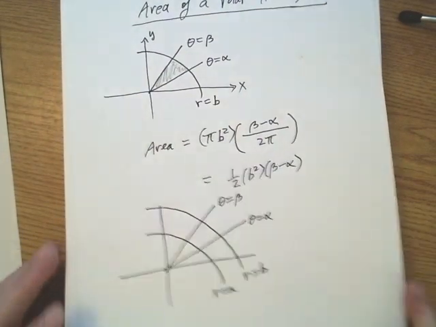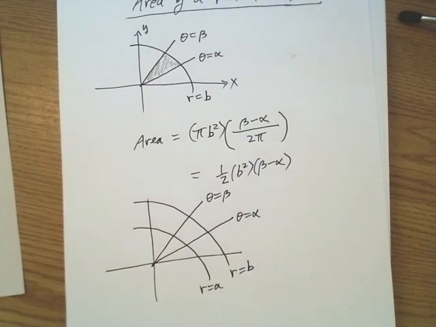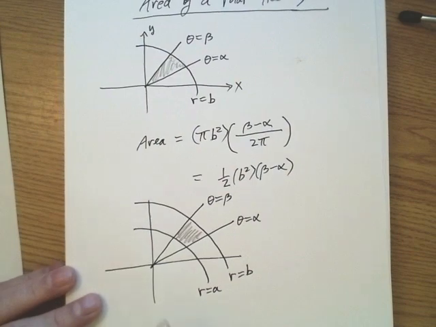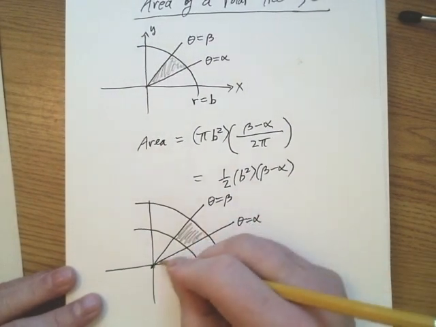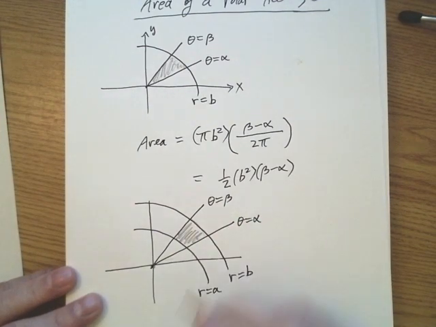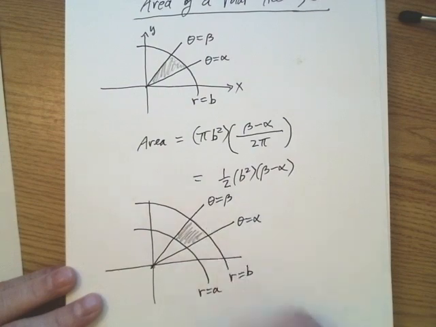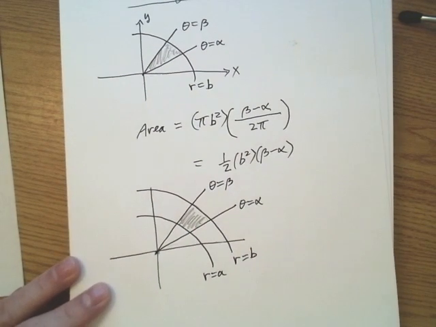Theta equals beta and theta equals alpha. What would be the area of this bit? Okay, well, it's going to be very simple here. I'm going to imagine finding the area of this whole pie slice here, and then the area of this whole pie slice there, and subtract the two. What I should have remaining should be the area of that little polar rectangle.